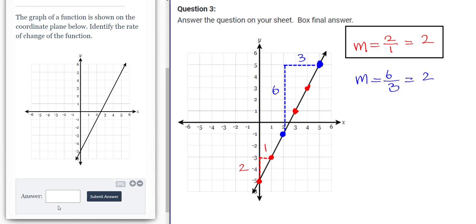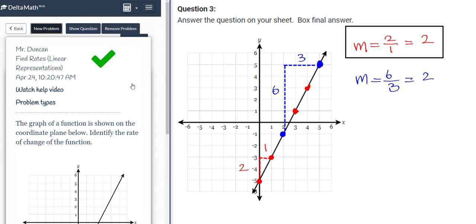All right, as always, let's get some feedback. Feel pretty good about this. My slope is going to be 2. We got it. Good job.